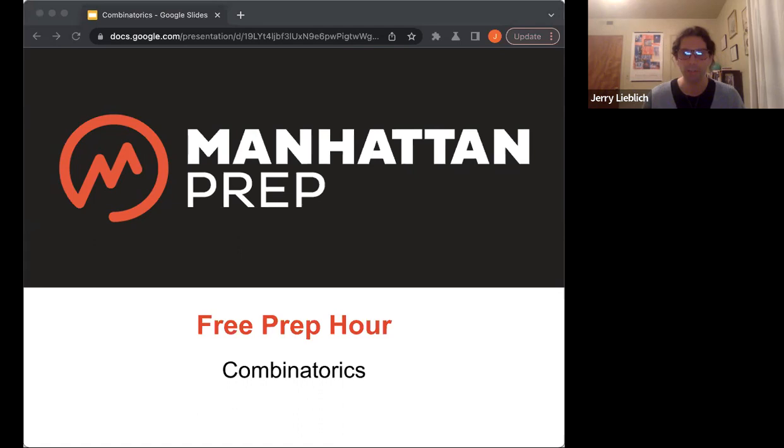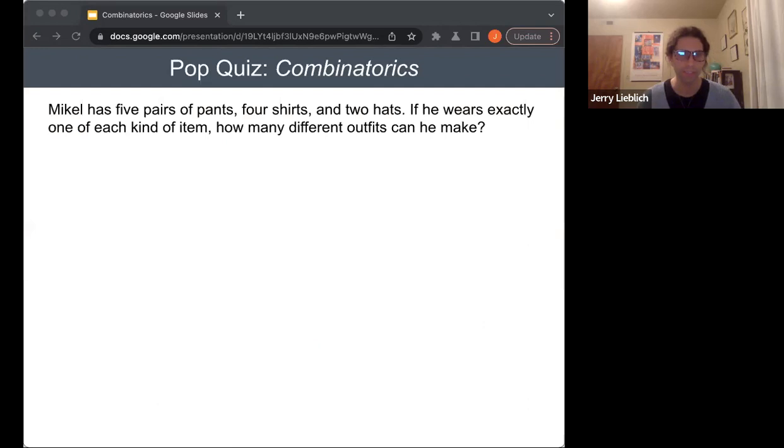So combinatorics are all about how many different ways something can happen. And the first good news is these are pretty easy to identify. We're going to have something like this. Mikhail has 5 pairs of pants, 4 shirts, and 2 hats. If he wears exactly one of each kind of item, how many different outfits can he make? And the key that makes this a combinatorics problem is this last part. You're looking at how many different ways something can happen.